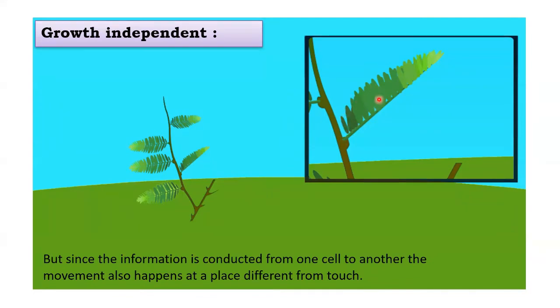So what is the thing which is responsible for it? These chemicals go to all the other parts of the leaves as well, and that is why the other parts of the leaves also come to know that there is some stimulus taking place to which they are supposed to respond. Fine, let's move ahead. Let's see.